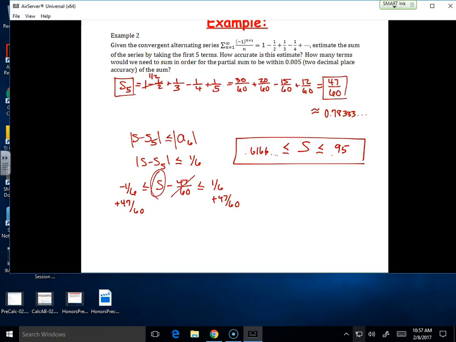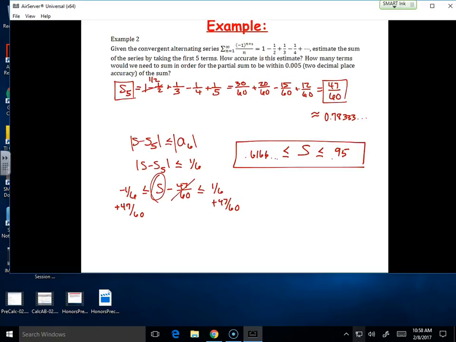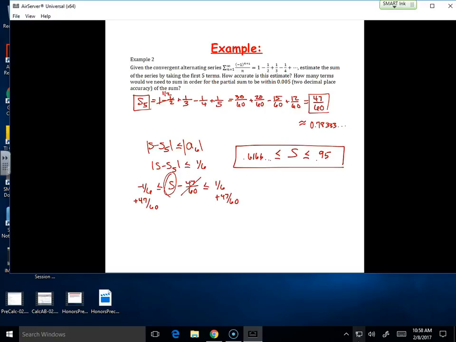But then they ask us another question, right? How many terms would we need to sum in order for the partial sum to be within 0.005? Should we keep doing it? Well, you could keep doing it, or keep finding the n plus first term until you find an n plus first term that is... Wait, hold on. Isn't there a formula for the n plus first term? Yeah. So then just go again.